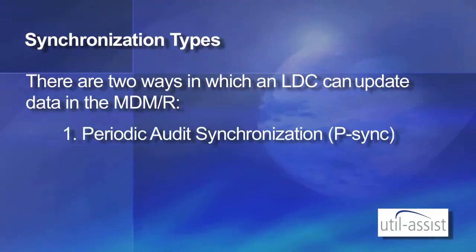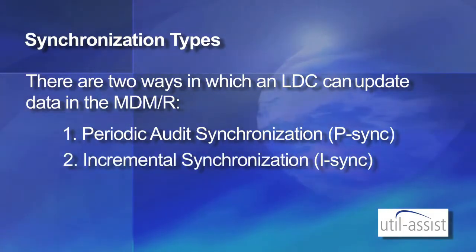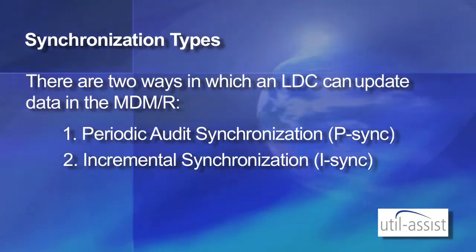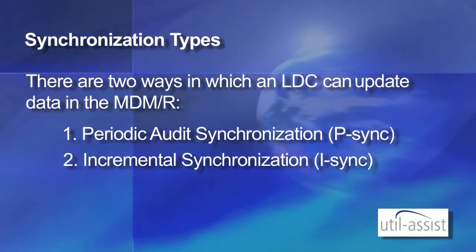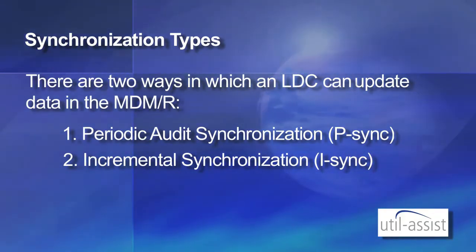1. Periodic audit synchronization, or PSync. 2. Incremental synchronization, or iSync. Mike Strano explains the difference between the two methods. The big difference is that the incremental sync interface is what you use to process changes, and the periodic sync interface, you send the current state of all attributes for all SDPs.